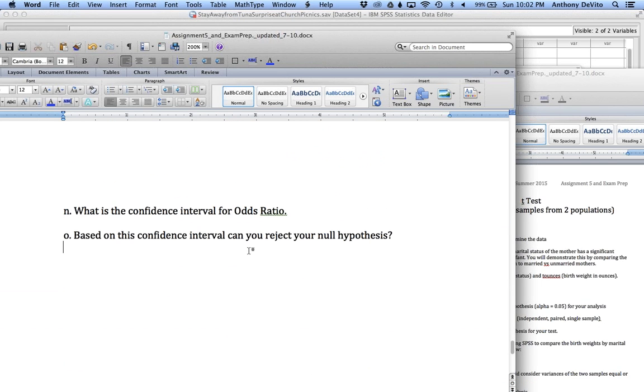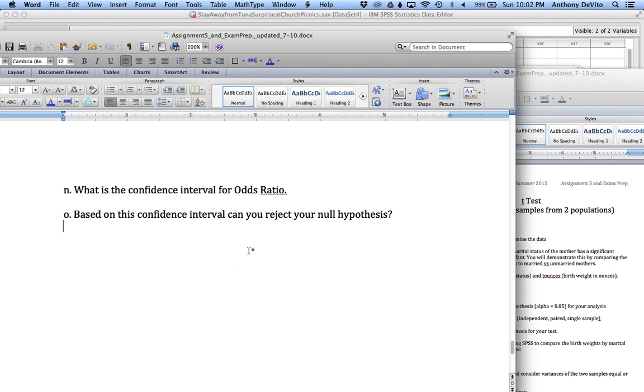I think that's it. Confidence interval. Based on its confidence interval, can you reject your null hypothesis? And the answer was yes. You can.